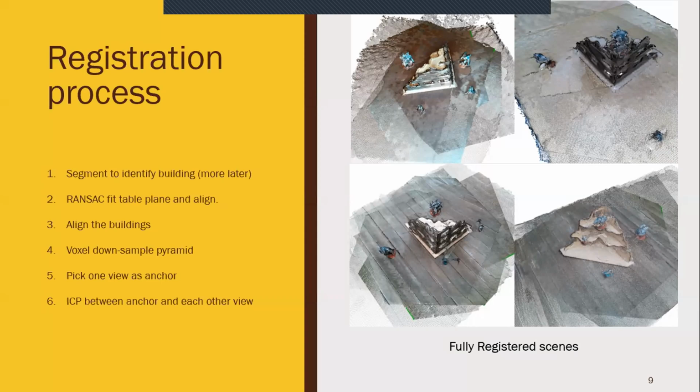So the overall process: first of all, we segment to find the building. We apply the RANSAC fit that I've just described to get the initial alignment. And then we align all the views with one another using iterative closest point. Now that we've got a fuller picture of the tabletop board, we want to cut out areas and segment them to propose regions of interest for classification, as well as to identify the building initially.